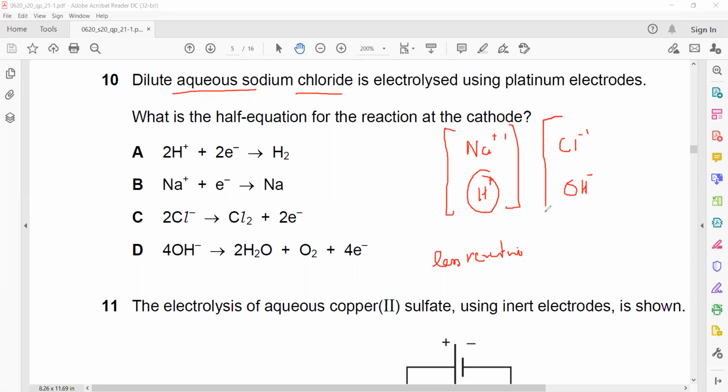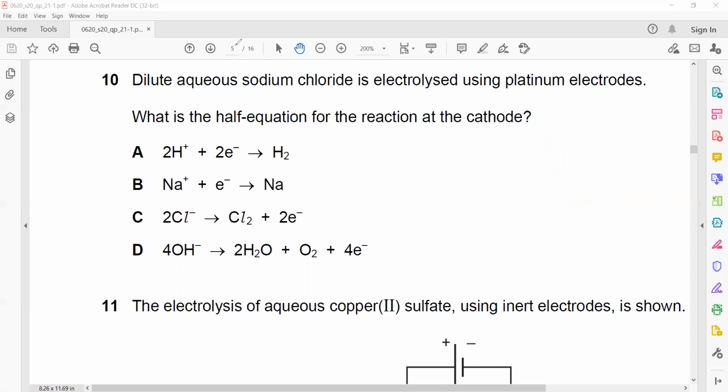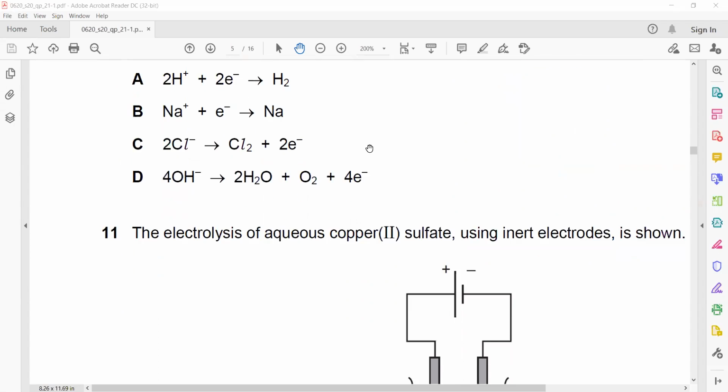For negative ions, we check the amount. As it is dilute, it contains more water, so OH will move towards the anode in this example and H will move towards the cathode. So the correct answer is A. So for positive ions, the less reactive ion from the electrolyte will move, and for negative ions, the ion which is more in the solution will move towards the anode, except sulfate, nitrate, and carbonates, which even though they are more in the solution, do not move towards the anode.